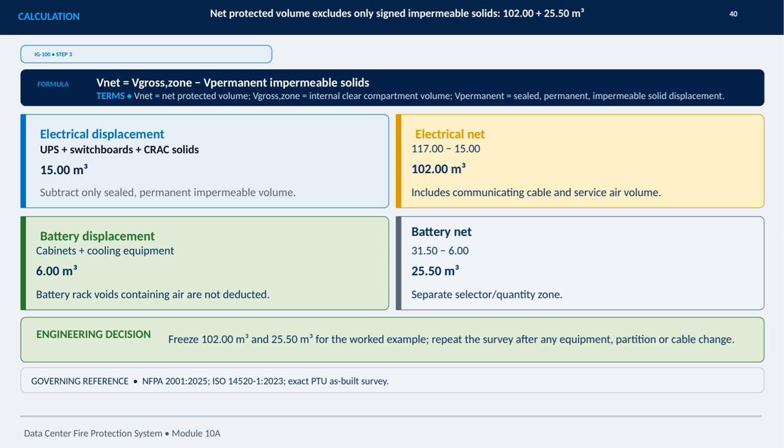quantity zone. The engineering decision is to freeze these two values for the worked example, then repeat the survey after any equipment, partition, or cable change. The calculation is governed by NFPA 2001, ISO 14520, and the exact as-built survey.